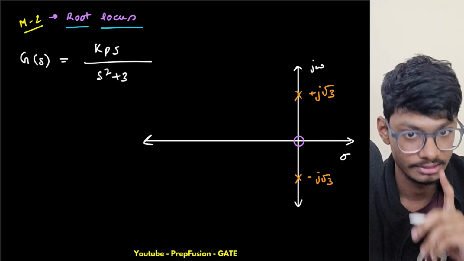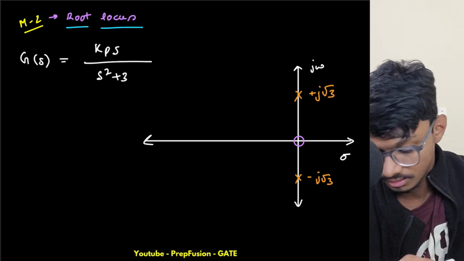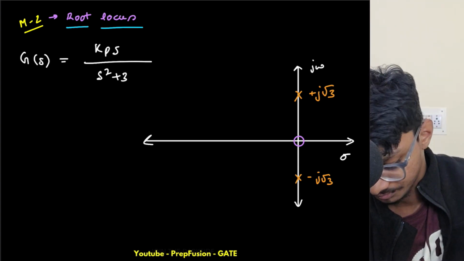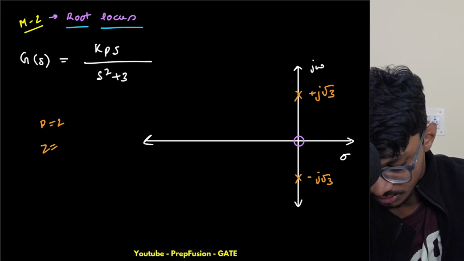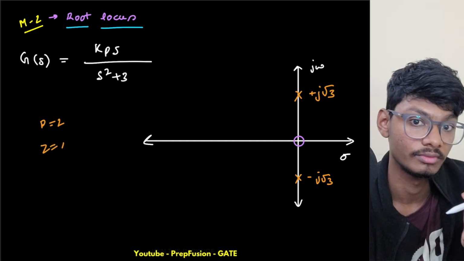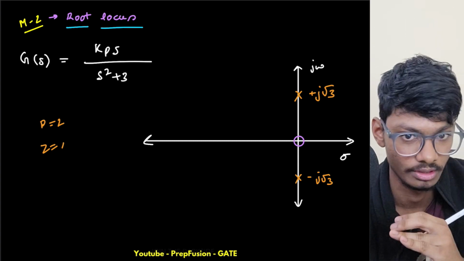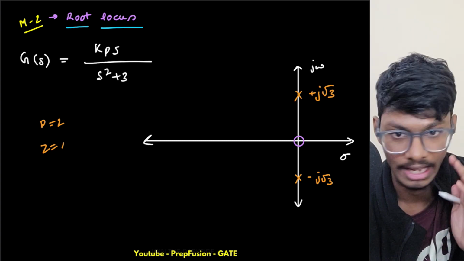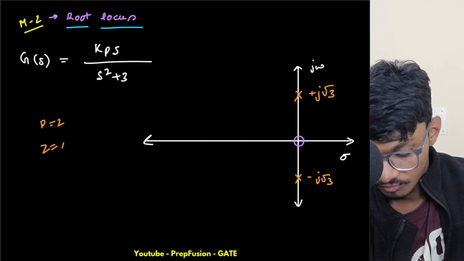So there are 2 poles, number of poles is 2 and number of zeros is 1. Obviously there will be one virtual zero. Now where will that virtual zero lie? Basically, where will that asymptote lie? If I want to calculate the angle from the angle of asymptote, you can understand, or from this.